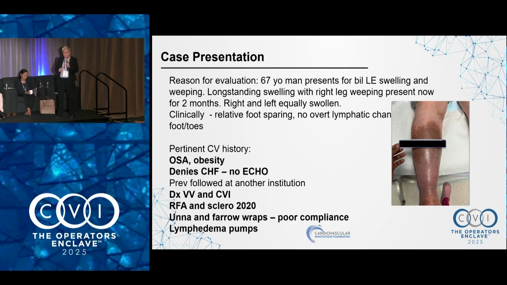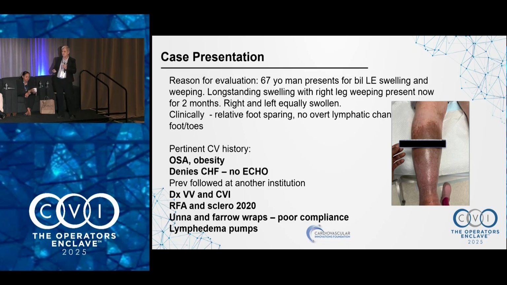So our first case, I have a 67-year-old man who comes into my office with bilateral lower extremity swelling and weeping. Now, he doesn't have true ulcers, but he is weeping tissue fluid or lymphatic fluid through his skin, and this has been going on for a couple of months. His right leg is a little bit worse than the left as far as the weeping, but they are equally swollen. He has relative foot sparing, although I'm sorry you can't see his foot in this picture. There are no overt lymphatic changes in the dorsum of the foot or in the toes, i.e. he doesn't have a dorsal hump, there are no squared toes.